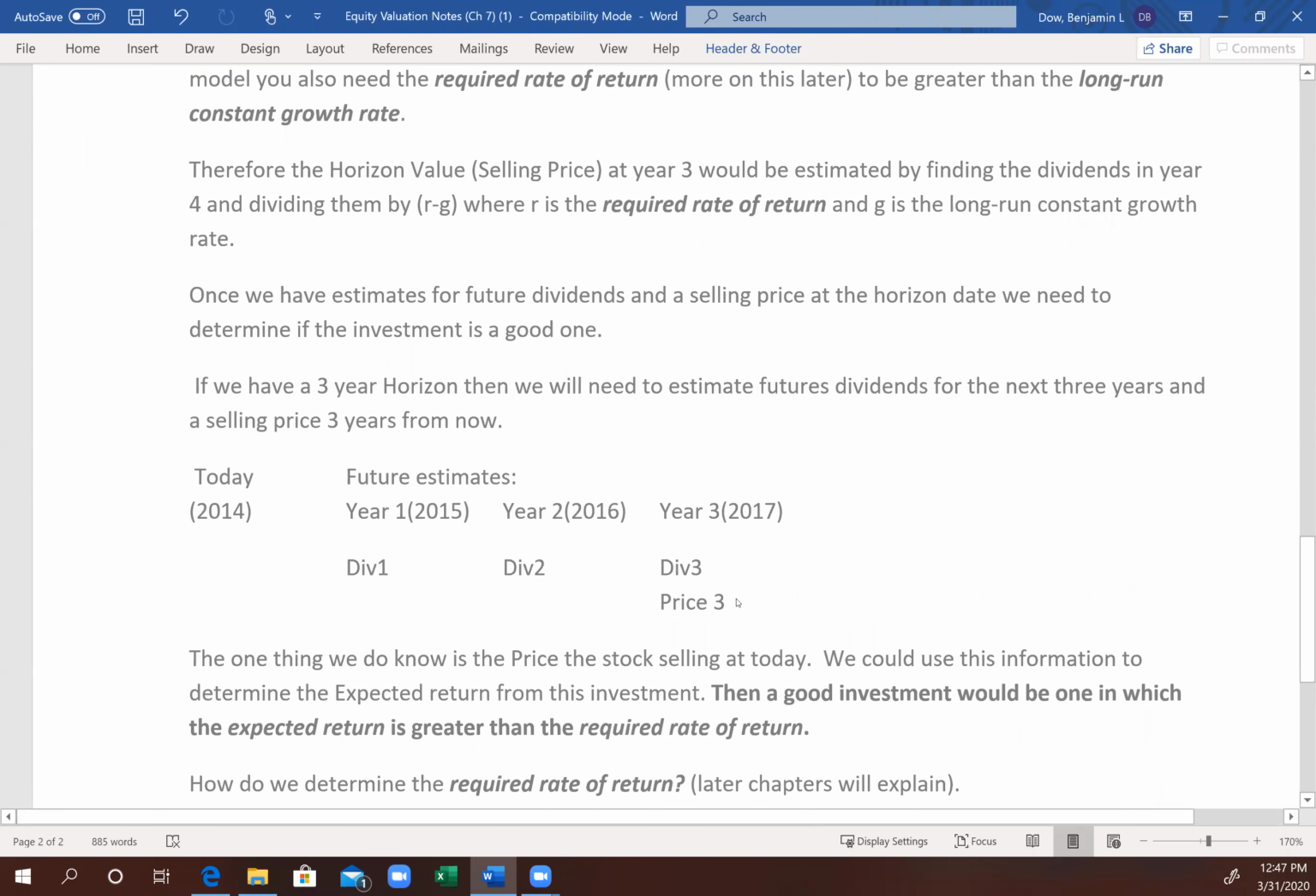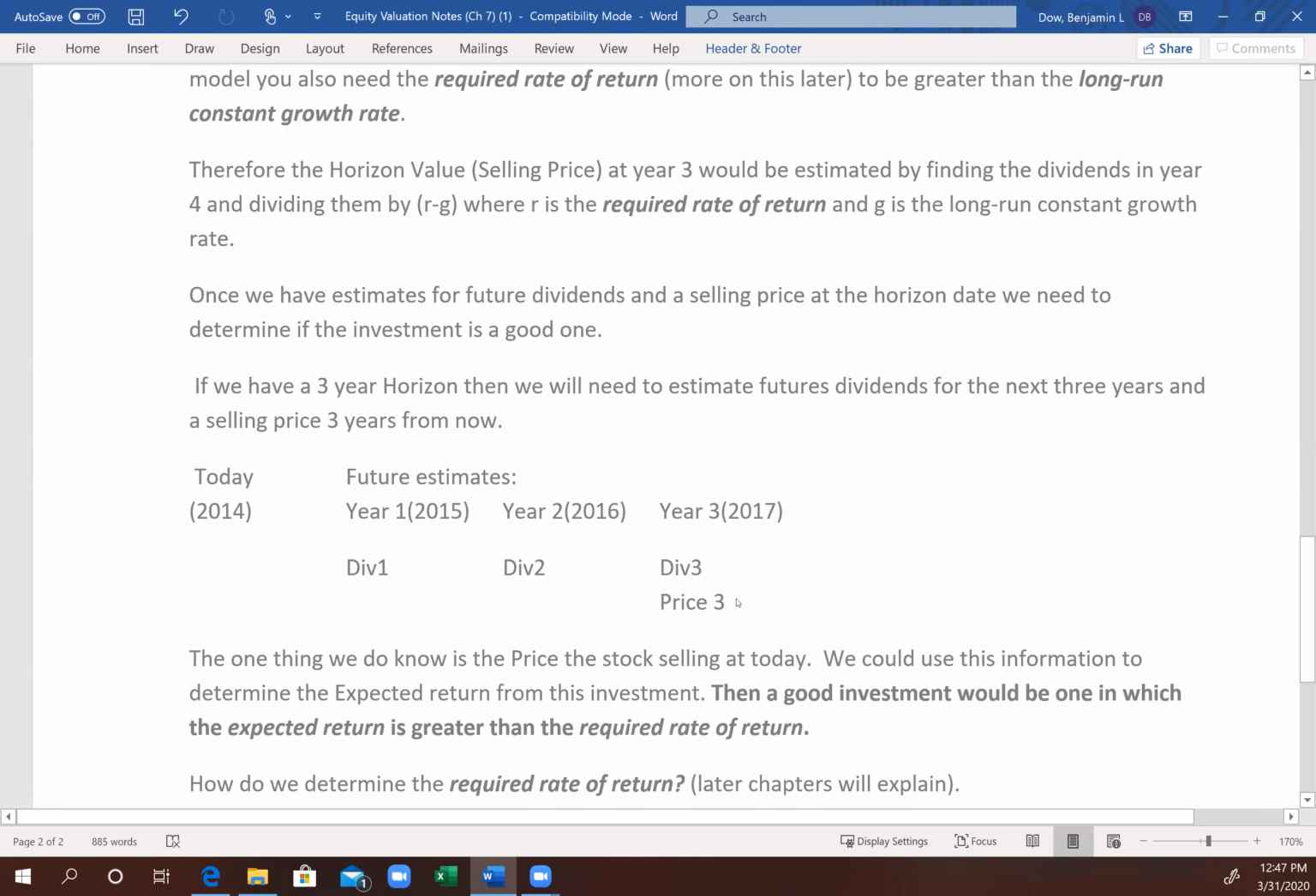future cash flows. And in order to find the present value, you've got to discount it at a required rate of return. The required rate of return we'll learn about in different chapters, but we'll eventually get to that this year.